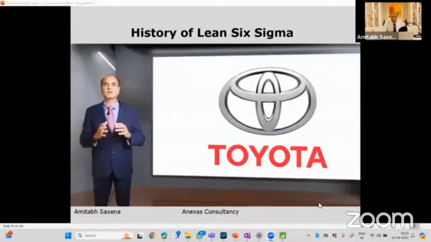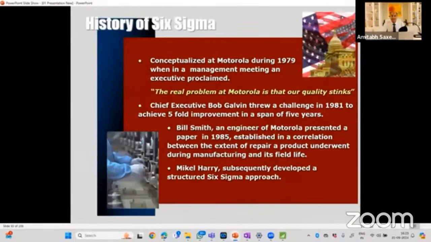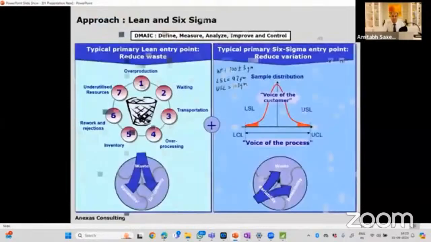Before I tell you what is Lean and Six Sigma, which of course the slide adequately describes, some people generally ask me, what is the difference between Lean and Six Sigma? So that also I will tell you. Some of you are already asking me that. I will talk about that. But both are process improvement methodologies, and their objective is to satisfy the customer.